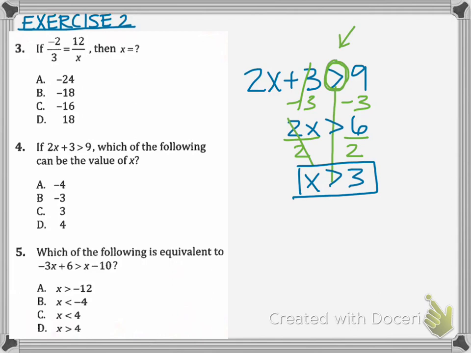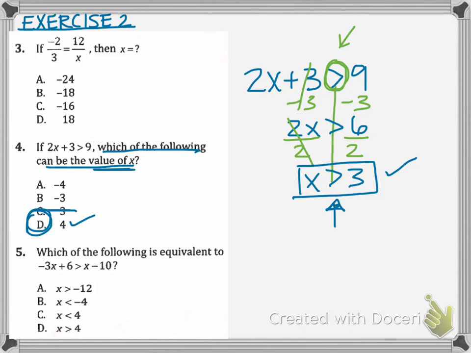So your answer to number 4 is C. No, it's not. My mistake. Okay. I read the question wrong. This is the inequality solved. It says, which of the following can be the value of x? X has to be greater than 3. So x cannot equal 3. So I was mistaken there. My bad. The only number on here that's bigger than 3 is 4. So the answer is D.